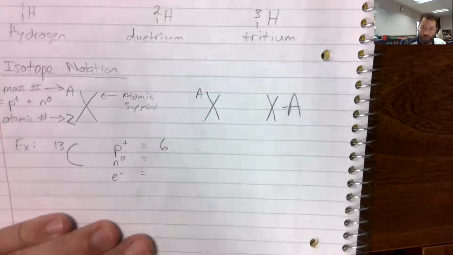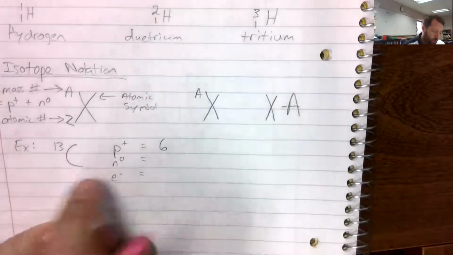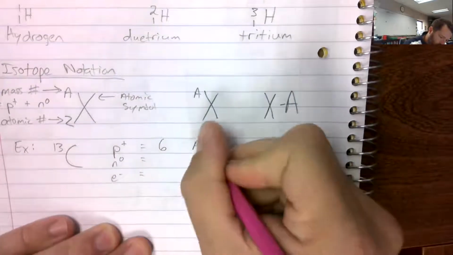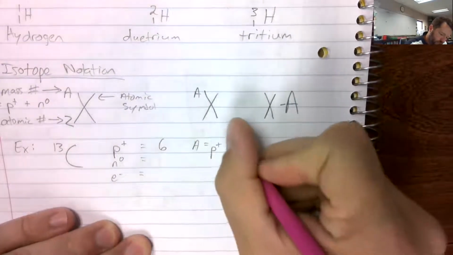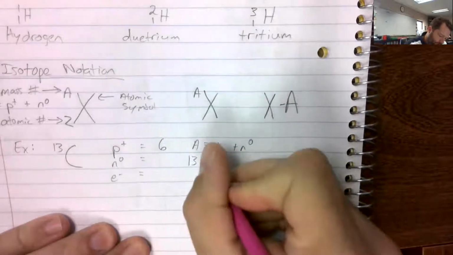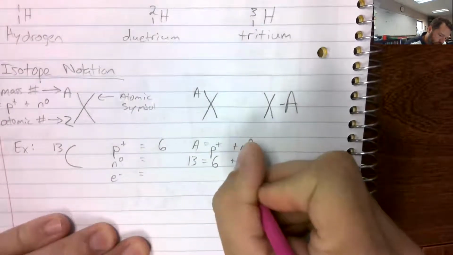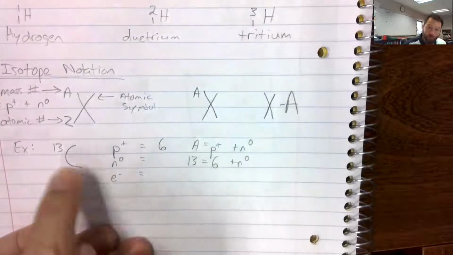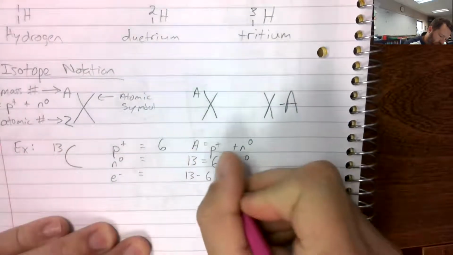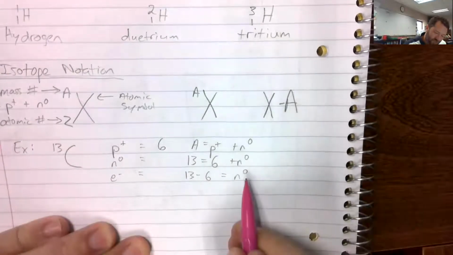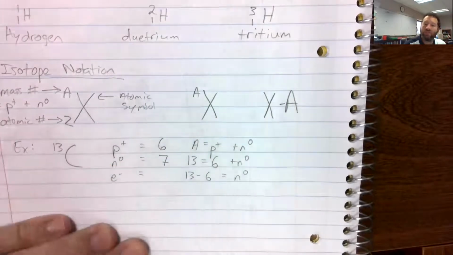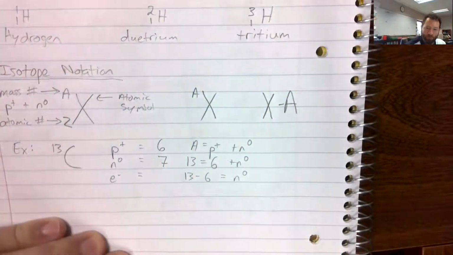For the neutrons, we need to do a little bit of math. We know that A, that's this number here, is equal to protons plus neutrons. We have 6 protons. We have an A of 13. 13 minus 6 will give us our neutrons. Excuse me, that's something we can do in our head. There are 7 neutrons in this atom of carbon.